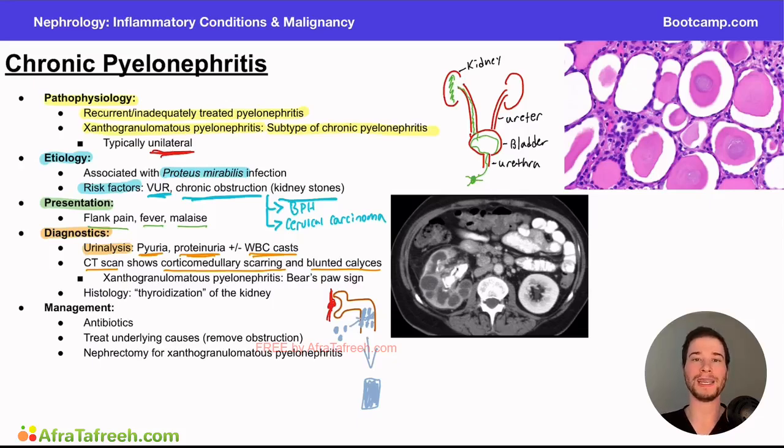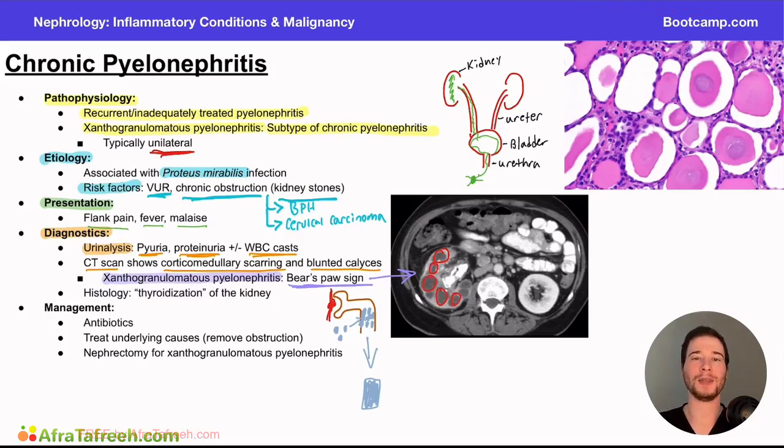Now, I want to point out a unique imaging finding that we see in a subtype of chronic pyelonephritis, which we talked about at the beginning of this video, that is xanthogranulomatous pyelonephritis, and this is called the bear's paw sign. And the reason is because if you look at this kidney, you can see this kind of circular formation, right? And the idea is that this actually looks like a bear paw.